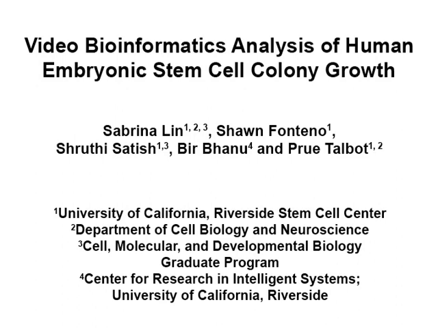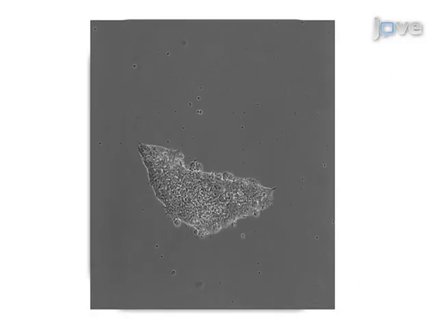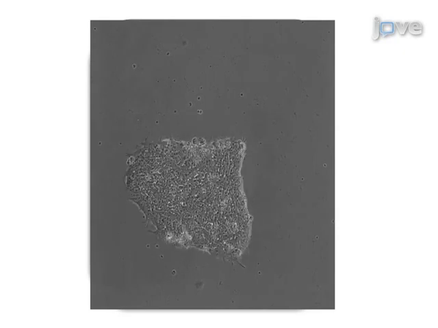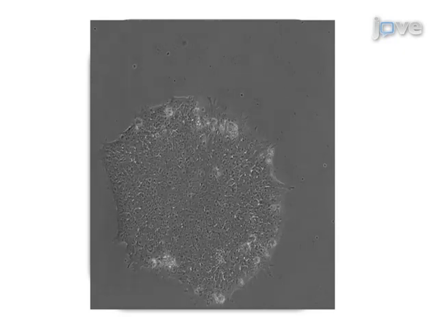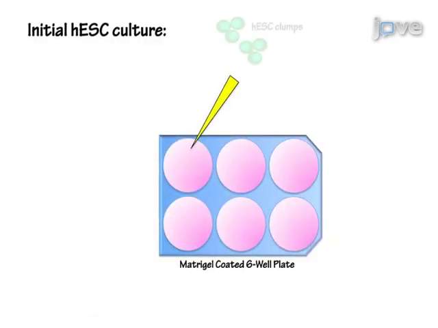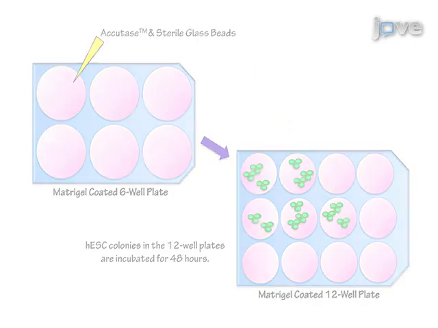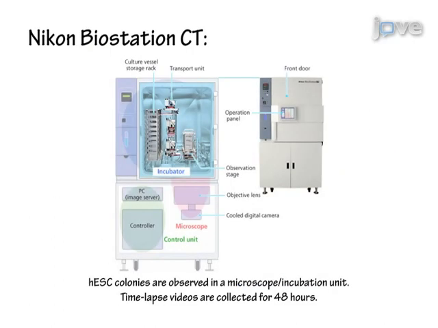This protocol demonstrates a video bioinformatics method for measuring human embryonic stem cell colony growth by analyzing time-lapse videos collected in a Nikon BioStation CT incubator equipped with a camera for video imaging. Human embryonic stem cell, or HESC, colonies are cultured to 70% confluency, replated and incubated for 48 hours, after which the HESC colonies are filmed for an additional 48 hours in the BioStation CT.